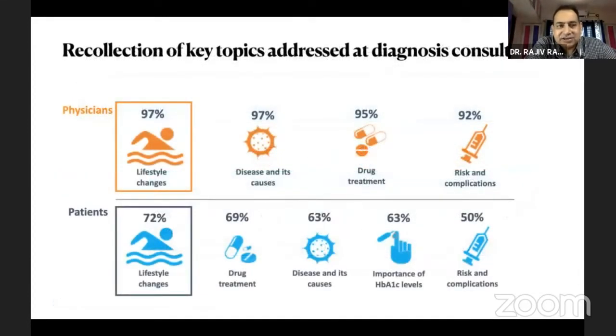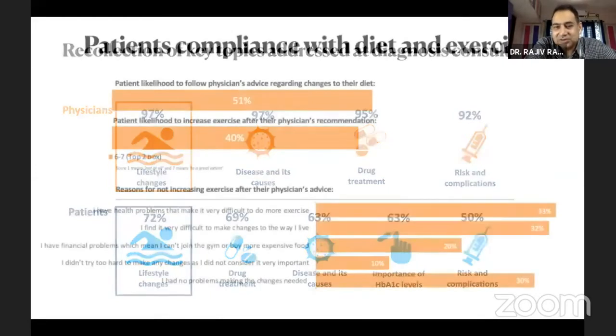And they tried asking them to recollect the topics which were addressed at the time of diagnosis. So you can see the physician did tell that they need a lifestyle change, the disease and its cause, the drug treatment, and even the microvascular complications. But when the same thing was asked to the patient, that means how the patient perceived this information, only about 70% really felt that the doctor told them about lifestyle change, and for retinopathy it is much worse.